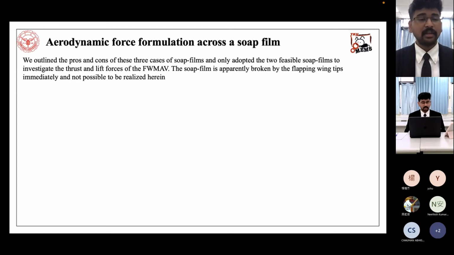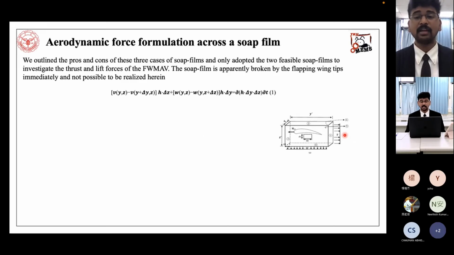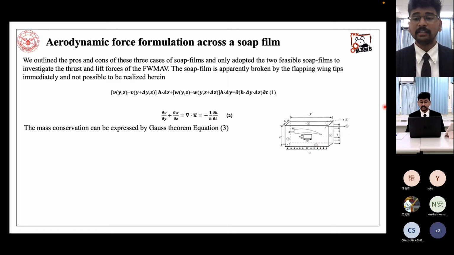Moving on to the derivation part: aerodynamic force formulation across the soap film. We outlined the pros and cons of all three cases of my soap film, and adopted only two feasible soap film cases to investigate the thrust and lift forces of my MAV. The soap film is apparently broken by the flapping wingtip, so that case is not possible to realize here. As I mentioned, this is my first case, the starboard direction, for which I can derive my first equation: the volume flow rate entering the control volume equals the rate at which the volume is changing within the control volume. Moving to the second equation, it can be simplified using the Taylor series expansion.